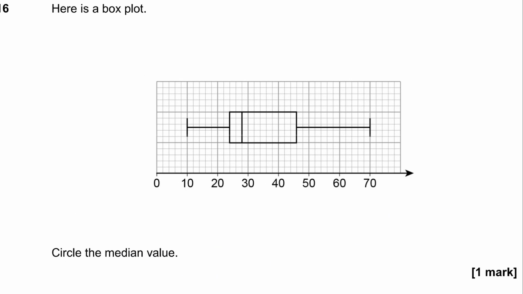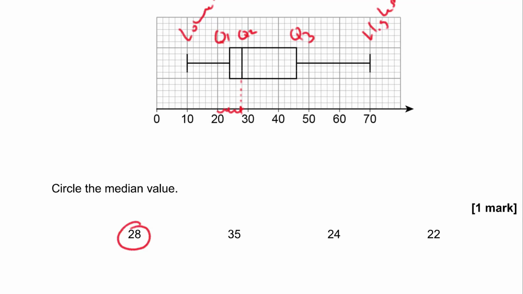Question 16. Here is a box plot. Circle the median value. Well, I'm sure you all know what's what on a box plot. This is the lowest. This is the highest value. This is Q1, our lower quartile, and Q3, our upper quartile at the edges of the box, and the line in the middle is Q2, or the median. So our median value then is going to be this number here. There are 5 divisions between 20 and 30, so each division must be worth 2. So counting up from 20, 22, 24, 26, 28. So that is going to be a median value of 28.